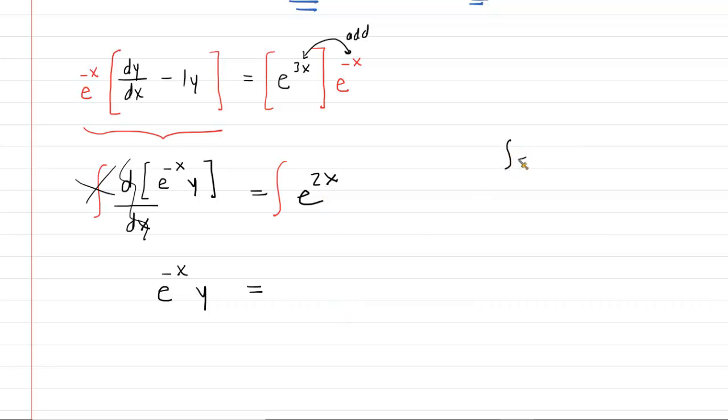Recall that the integral of e to the kx, where k is a constant, is equal simply to 1 over k e to the kx. So then this side becomes 1/2 e to the 2x. And then don't forget that you have to include this constant of integration, capital C. And then we still have to solve for y.